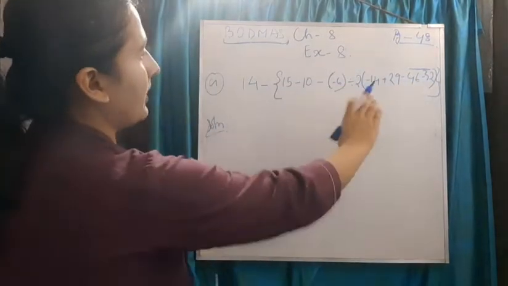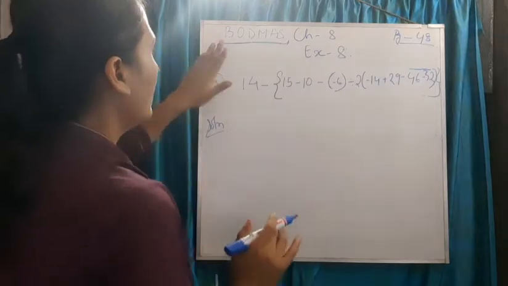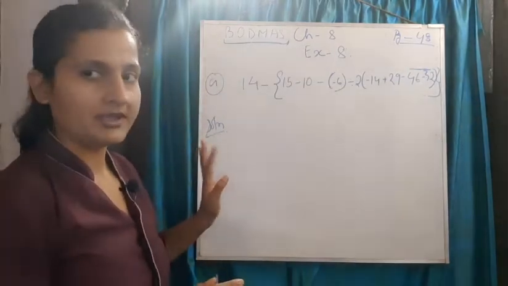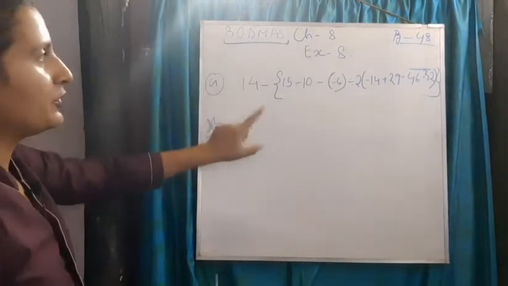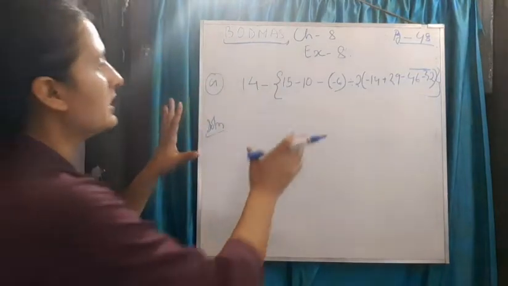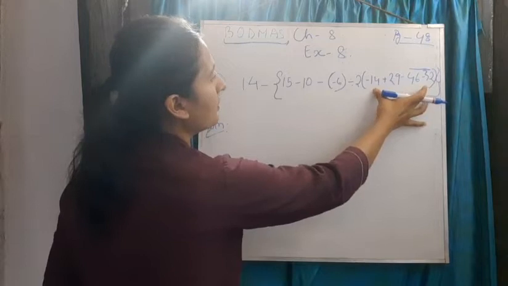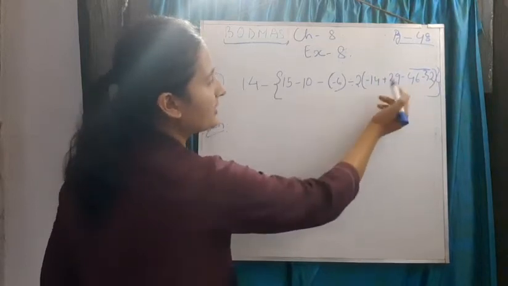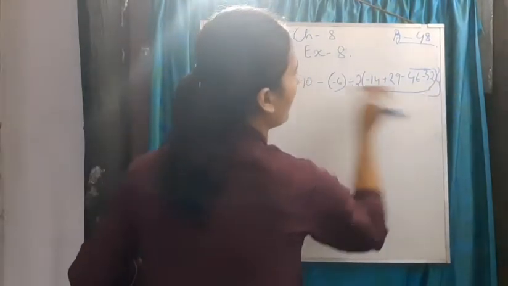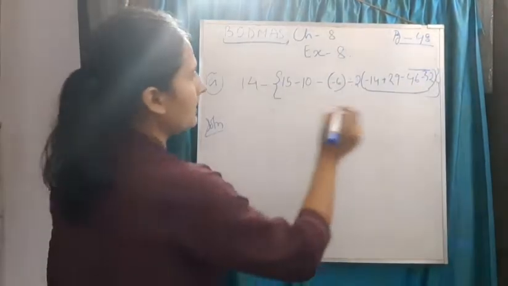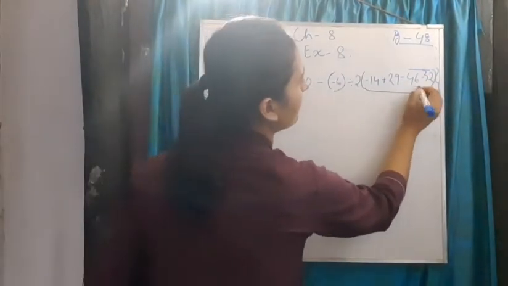Now in this sum, what should we do first? We have to follow the BODMAS rule, all right? This is a must. So first we have to remove the brackets. There are so many brackets. This is one bracket, and inside this one more equation is there. So first we will solve this portion, all right? Now inside here also we will solve this portion.